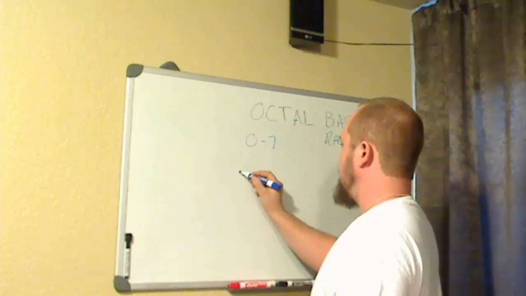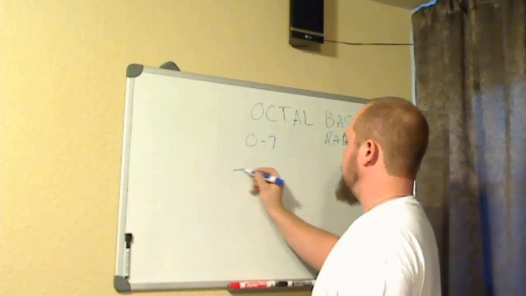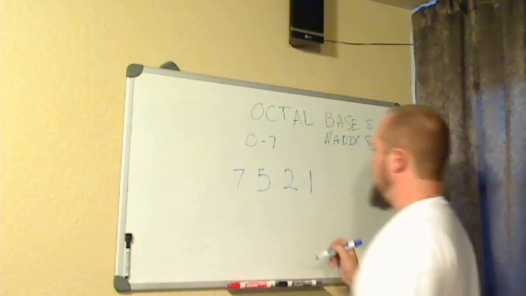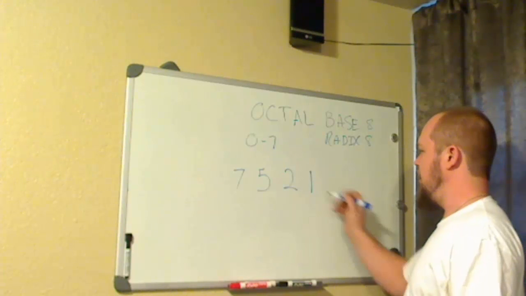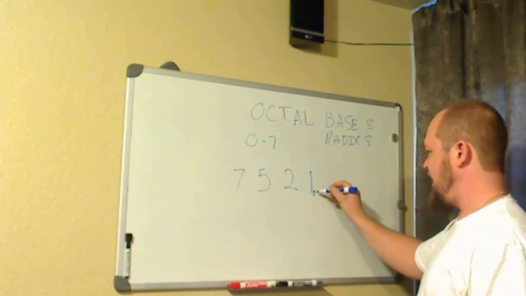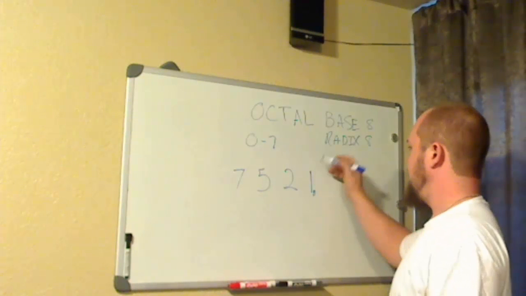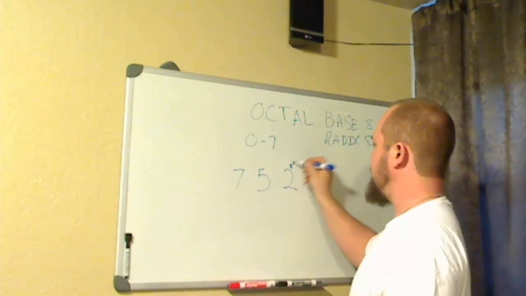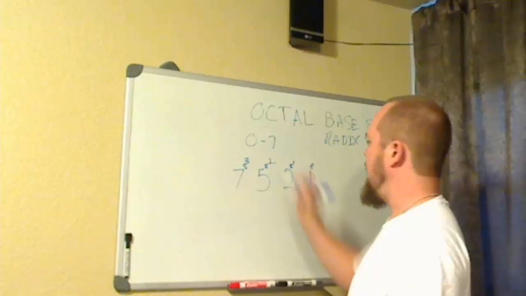Let's say 7521 in octal, which we can also indicate with a notation of base 8 at the bottom right corner of the number. It has positional weights, and the first one is 8 to the power 0, 8 to the first power, 8 to the second power, and 8 to the third power.